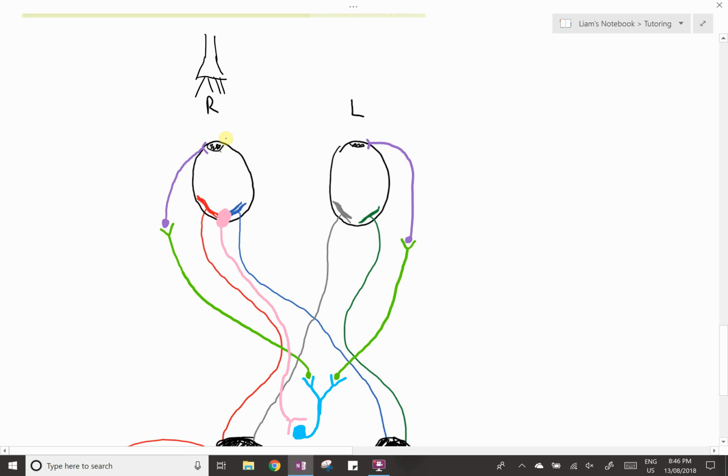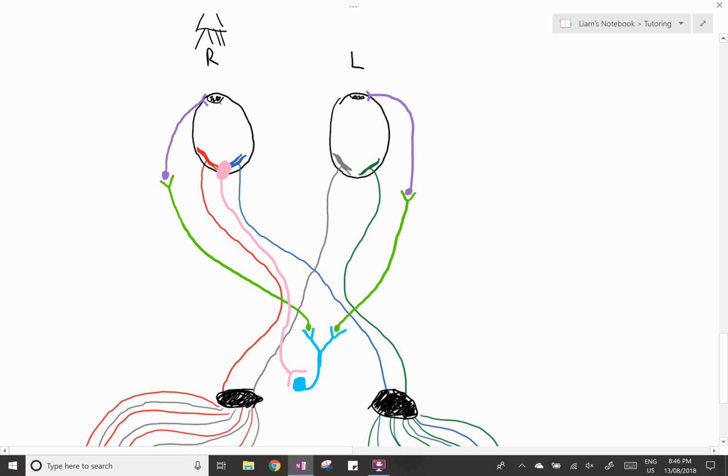What we call that is the direct pupillary response. What will also happen though is if you shine your torch into the right eye, but look at the left eye while you're doing so, the left pupil will also constrict. We call that a consensual pupillary response.